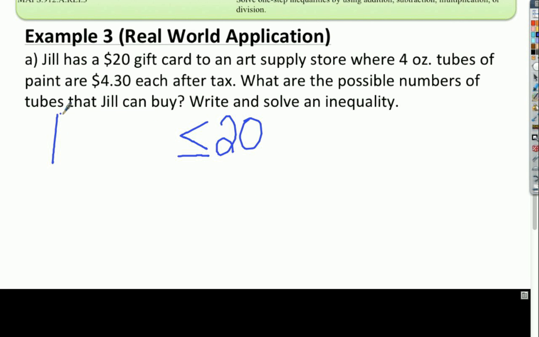Now we need to figure out what goes here. Anyone have any ideas already? Got some light bulbs going off? Some other ones going off? Yasmin, what do you think goes there? Just couldn't hear you, that's all. It's a big, giant room. Okay, so the $4.30 is going to go over here. So do you think we just put 4.30 and that's it? So the statement is 4.3 is less than or equal to 20.